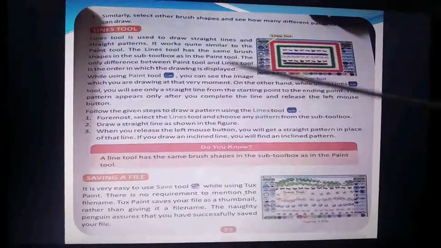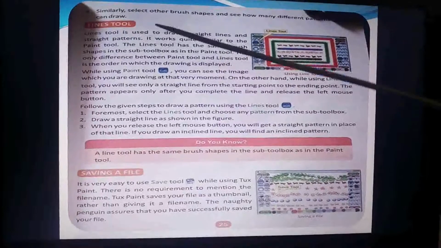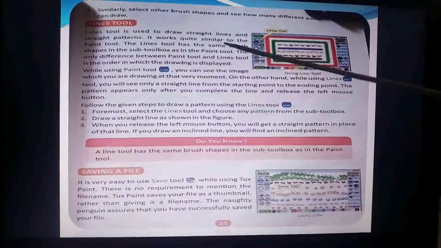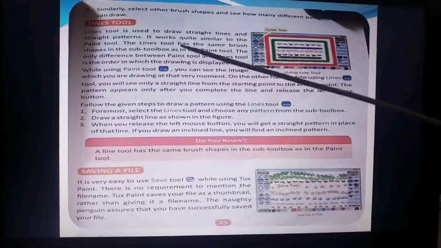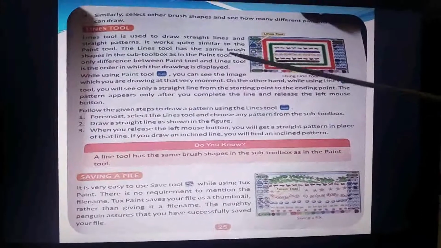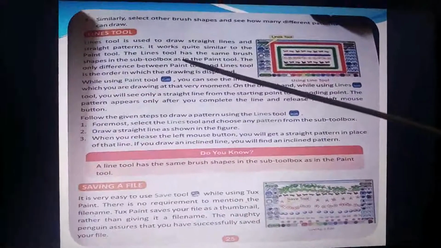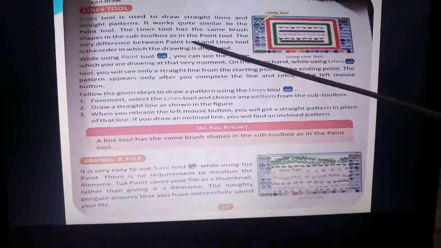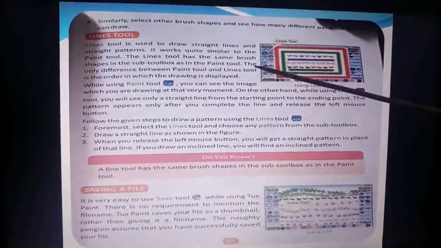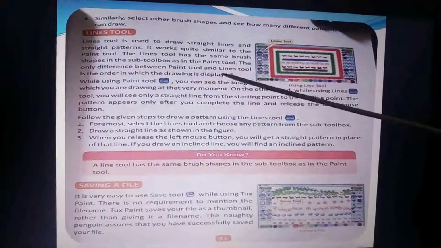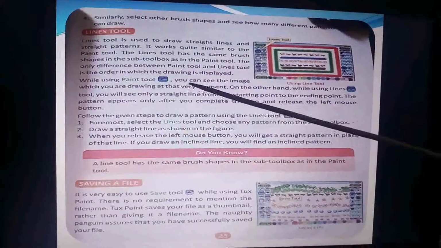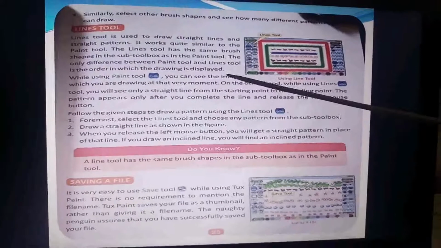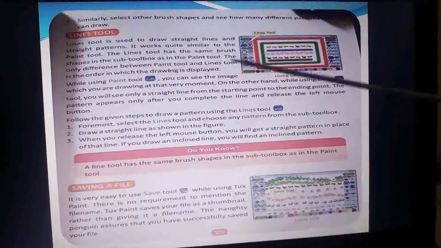Now the line tool. What is the line tool? The lines tool is used to draw straight lines and straight patterns. It works quite similar to the paint tool. The lines tool has the same brush shapes in the sub-tool box as in the paint tool. The only difference between the paint tool and the line tool is the order in which the drawing is displayed. This is the only difference.